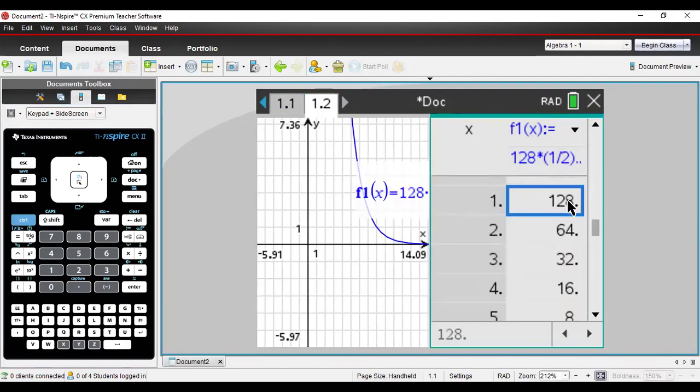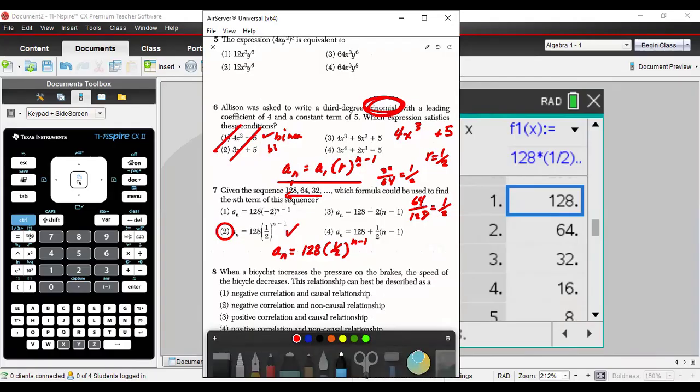The first term is 128. Second term is 64. Third term is 32. Fourth term is 16. So this is confirming that number 2 is the actual answer. So we can go back with some confidence, and we know that's the right answer. We graphed it. We get the terms that they gave us, so we know that's right. I gave you a couple ways to do this, but I'm going to stop and I'm going to post this.